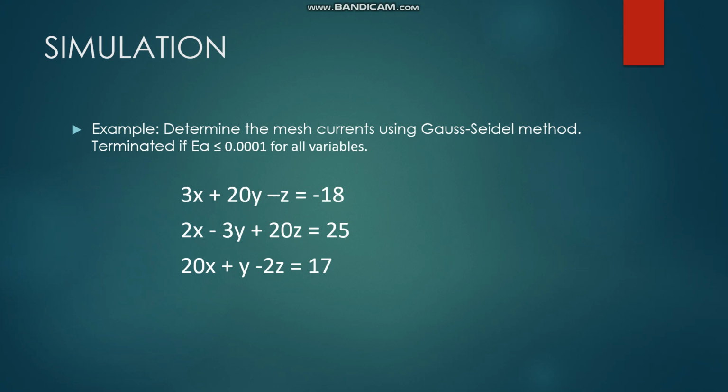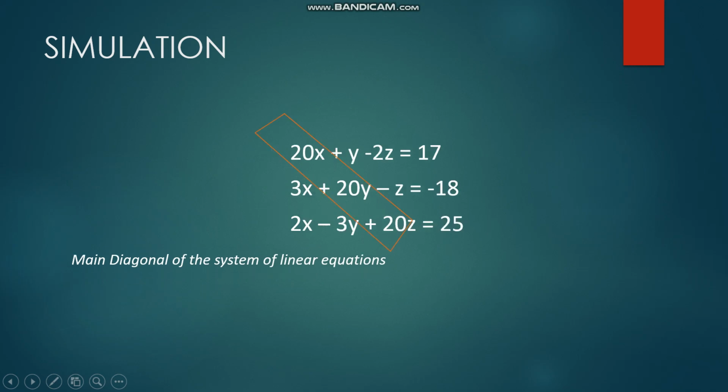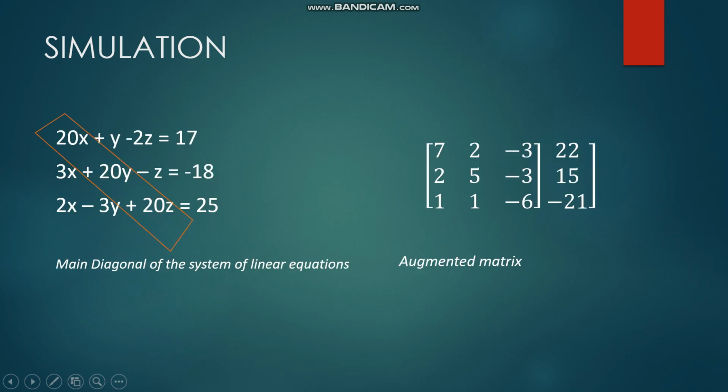So before we begin in C++, let's first rearrange the order of the equations in the manner that the dominant coefficient for each unknown variable lies in the main diagonal of the system of linear equations. So here it is, the main diagonal of the system of linear equations. And then next, we will put the coefficients in augmented matrix form. Okay, now let's start the simulation.